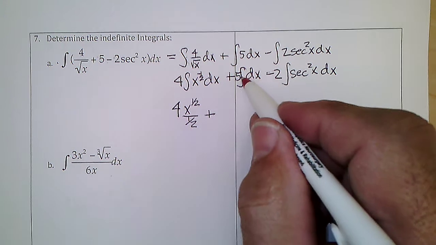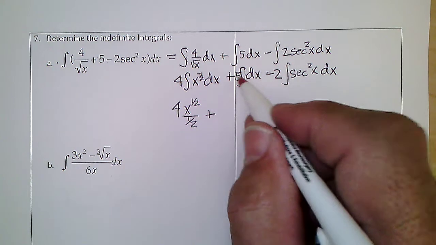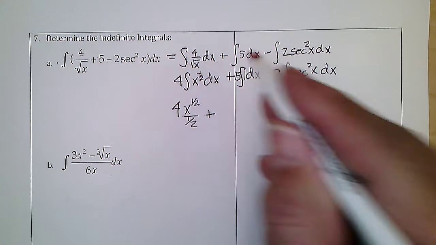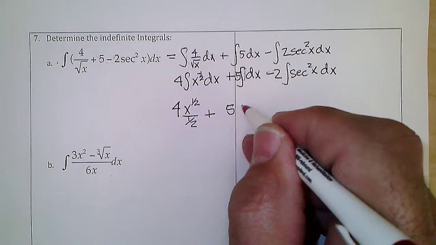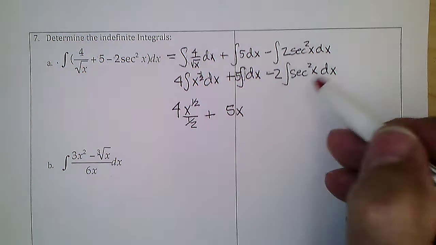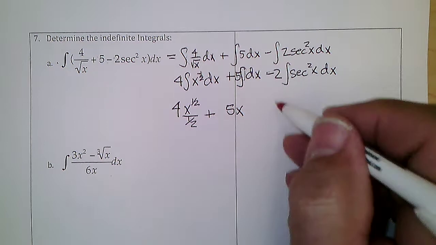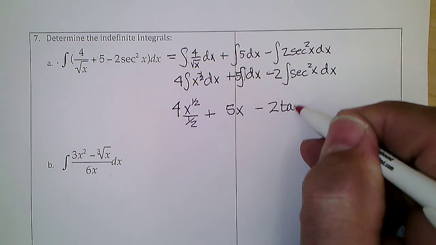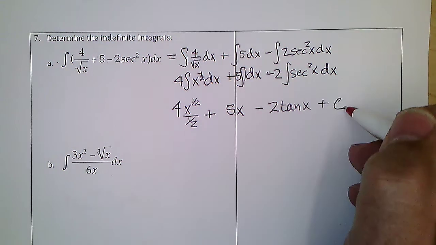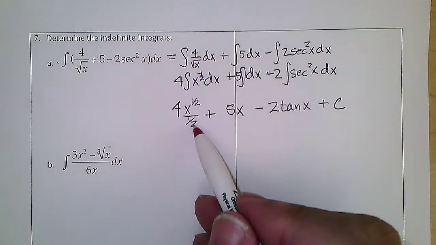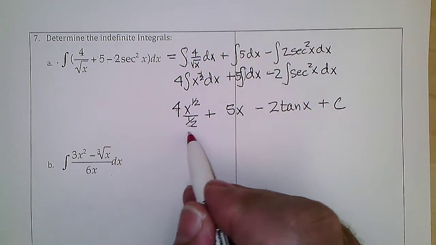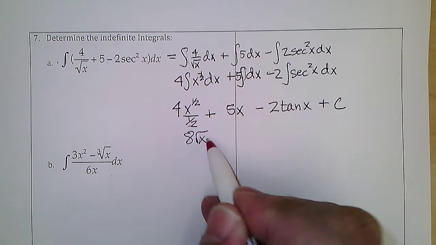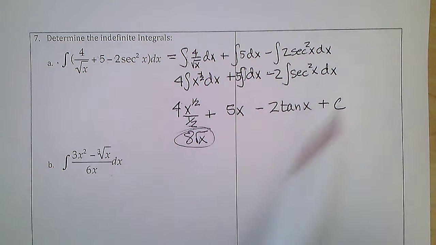Plus the integral of 1 dx is x times 5, or the integral of 5 dx is 5x. And the integral of secant squared is tangent x, so minus 2 tangent x plus c. This half becomes a 2, so this is 8 square root of x is another way to write that, and the rest of it the same.